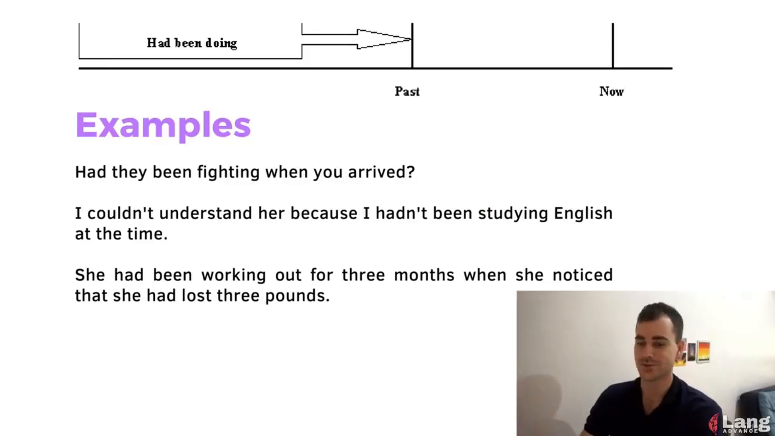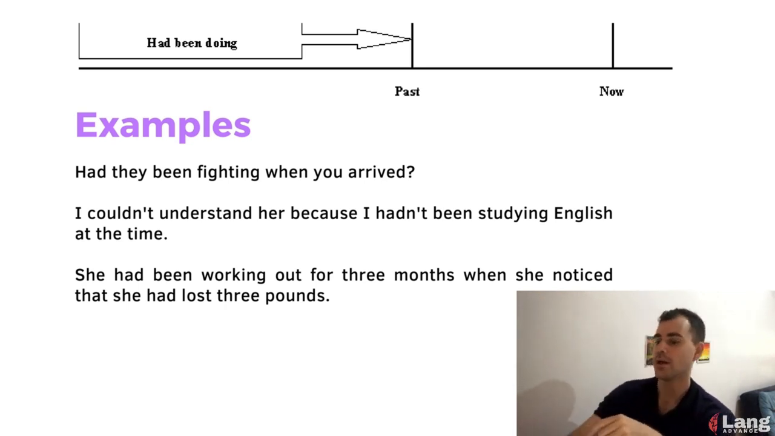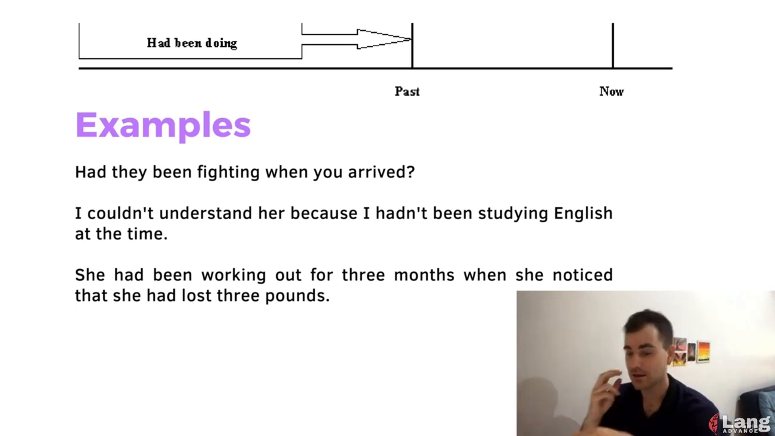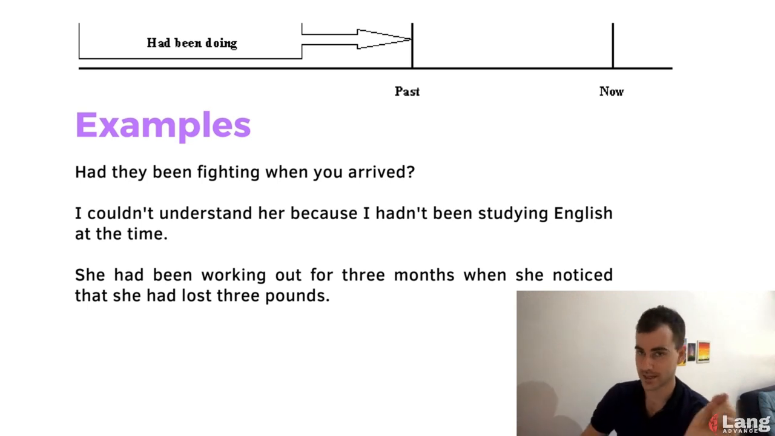Here are some more examples. Had they been fighting when you arrived? I couldn't understand her because I hadn't been studying English at the time. She had been working out for 3 months when she noticed that she had lost 3 pounds. Let's look at the first example. Had they been fighting when you arrived? When you arrived is the point in the past. Fighting is what they had been doing before that point in the past.